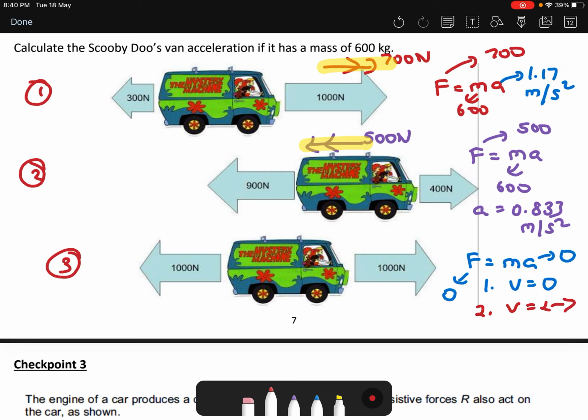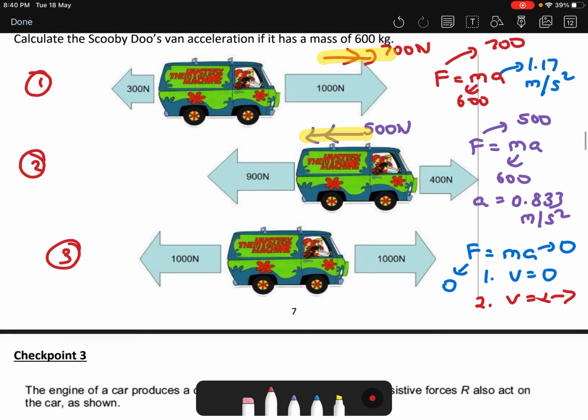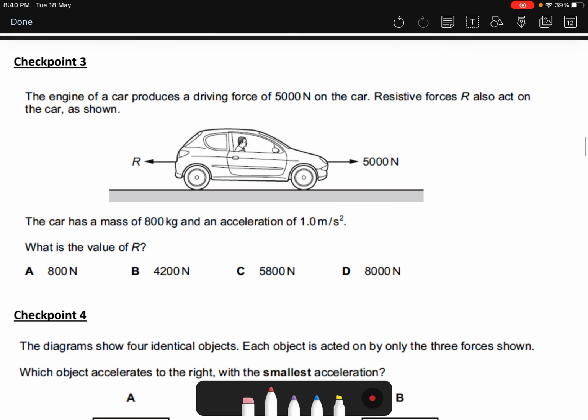Okay, so let's just say you are traveling at 20 meters per second. It will always be 20 meters per second. It will not increase or decrease. Right? So just take note of that. Okay, let's go to checkpoint 3.